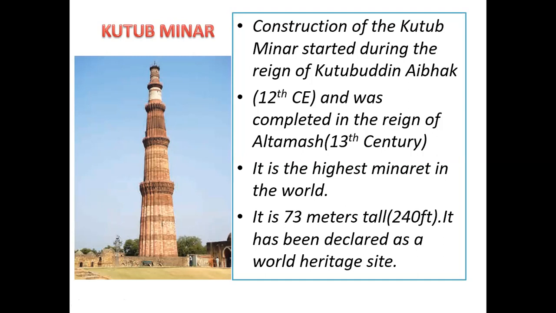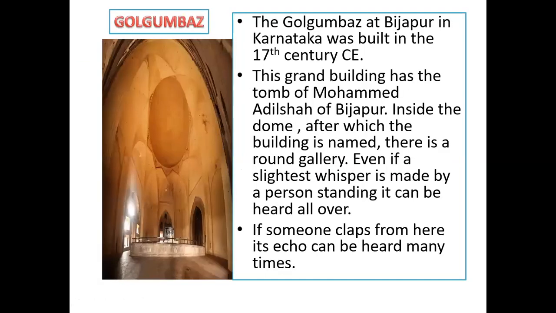The second example of Islamic architecture is the Gol Gumbaz, which is built in Bijapur, in Karnataka, in the 17th century. This grand building has the tomb of Muhammad Adil Shah of Bijapur. In your 4th standard lesson, you would have studied about Muhammad Adil Shah of Bijapur. Adil Shah of Bijapur, Qutub Shahi, Nizam Shahi were the sultanates that were prevalent in the Deccan region before the advent of Shivaji. So Muhammad Adil Shah of Bijapur, his tomb is kept in this particular building.